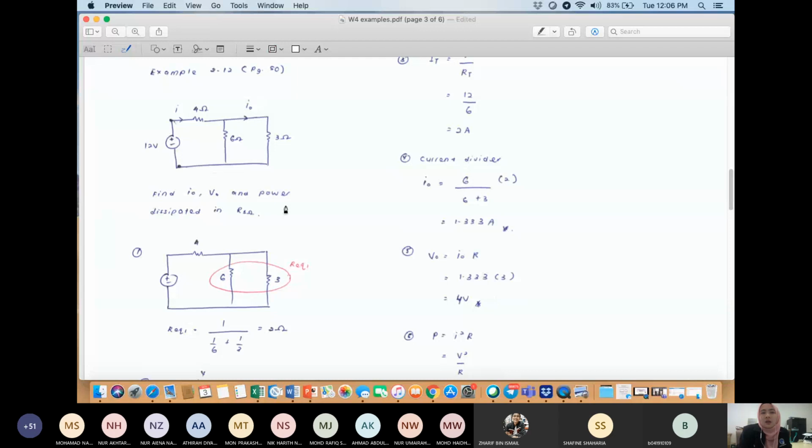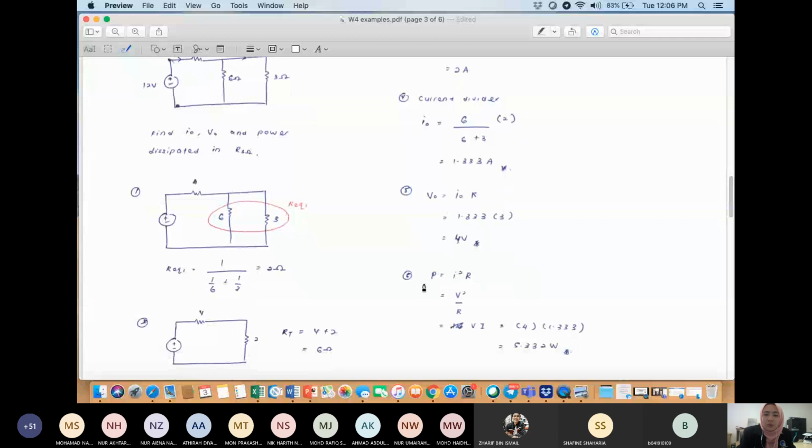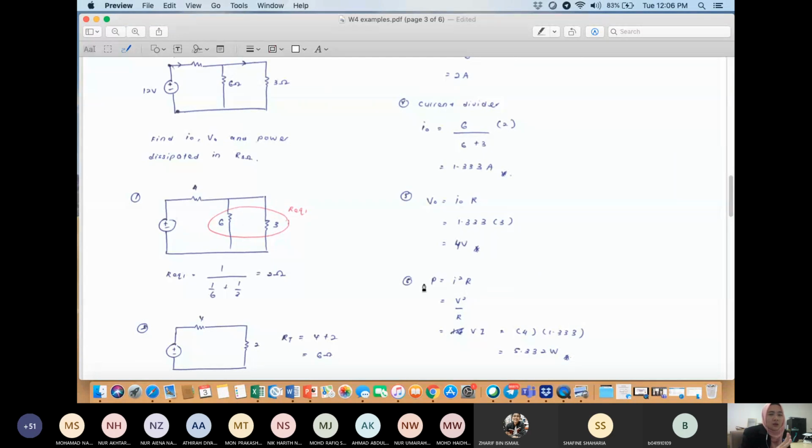And the last one, calculate for the power dissipated at the resistor 3 ohm. Okay, so for the power, there are 3 equations that you can use. So the first one is P equals to I squared R. The second one is P equals to V squared over R. And the last one is P equals to VI. So you can use any of these. Okay, so this one I use P equals to VI. So V is 4 volt. The I is 1.333. So it is equal to 5.332.